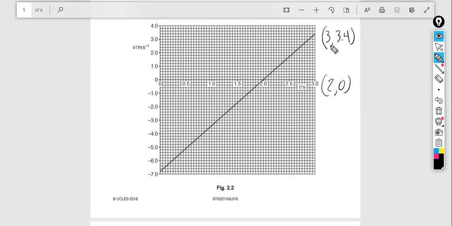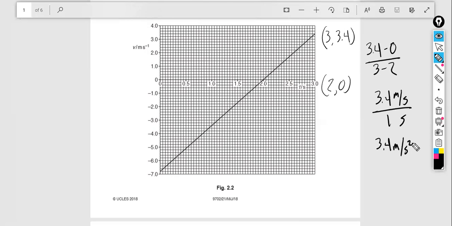The other thing that I like is positive numbers. I could calculate with this 0, but then I get negative 6.8. No worries if you're comfortable with the negative numbers. Plus, you get a calculator. And remember, yesterday we had a calculator check. All right, so the difference in the y's over the difference in the x's, 3.4 meters per second per 1 second, or 3.4 meters per second squared.